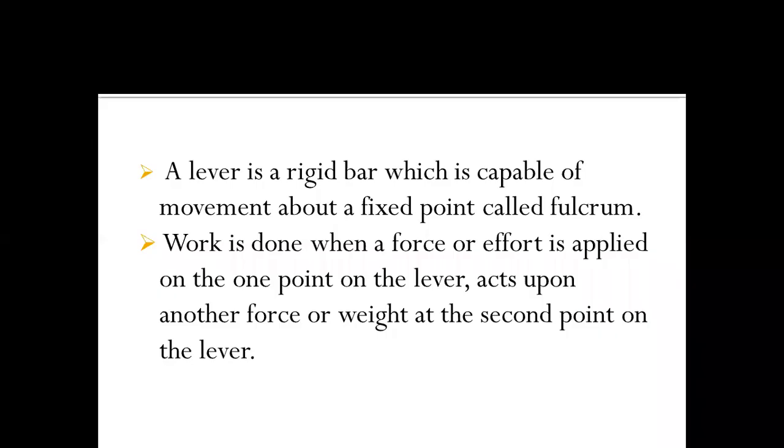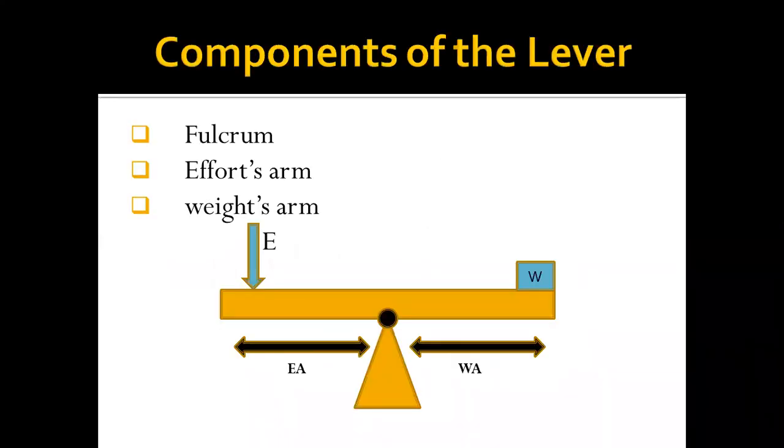A lever is a rigid bar which is capable of movement about a fixed point called fulcrum. Work is done when a force or effort is applied on one point on the lever and acts upon another force or weight at the second point on the lever. So this is an example of the lever. This is the fulcrum. This is the rigid bar.